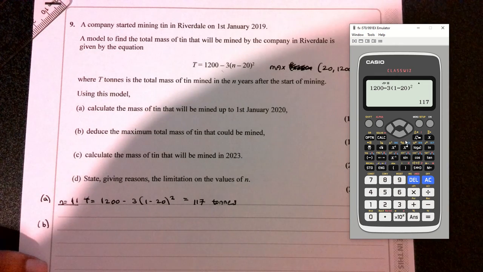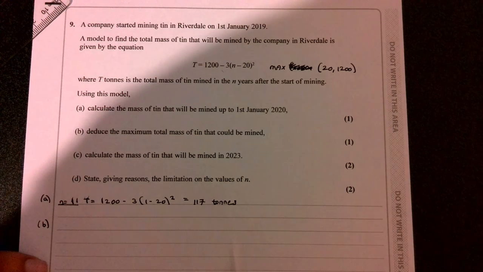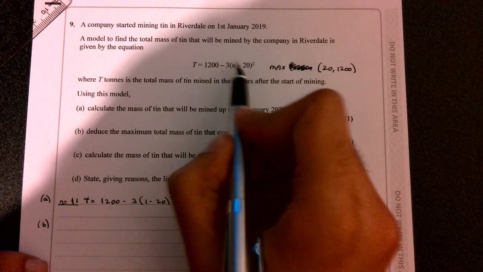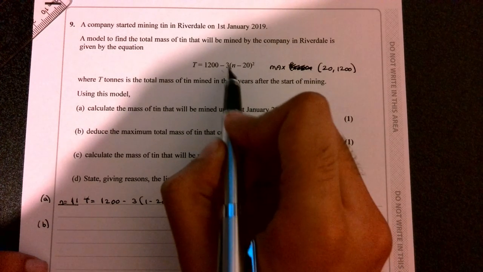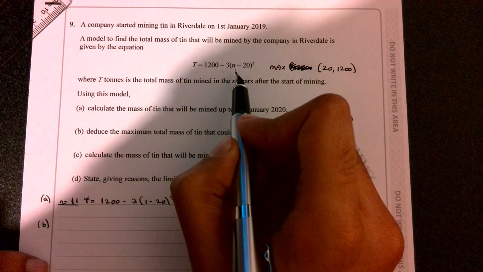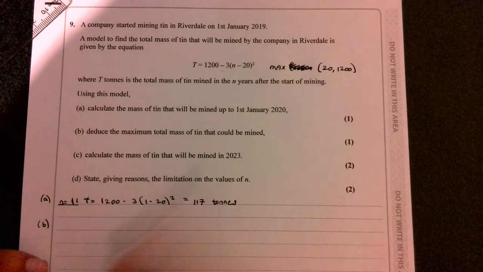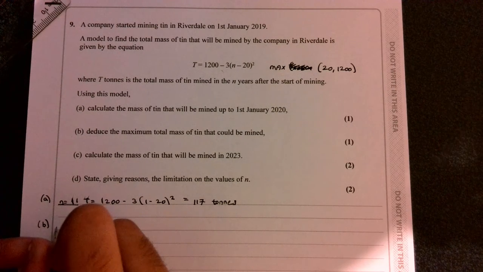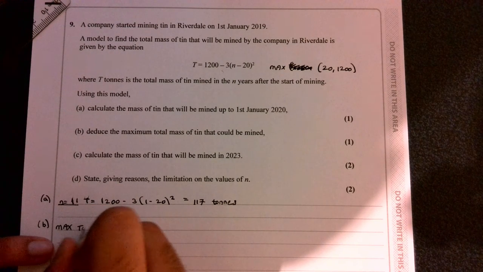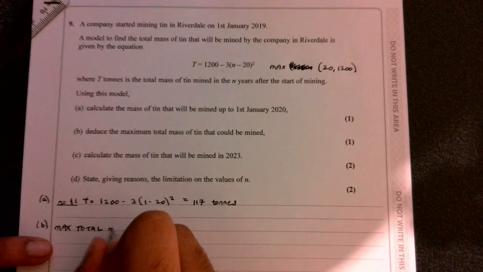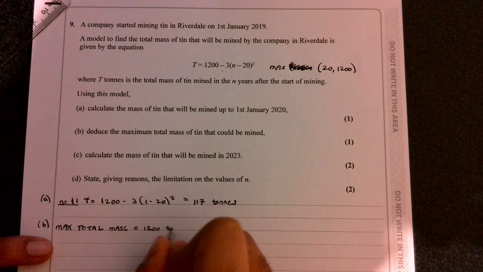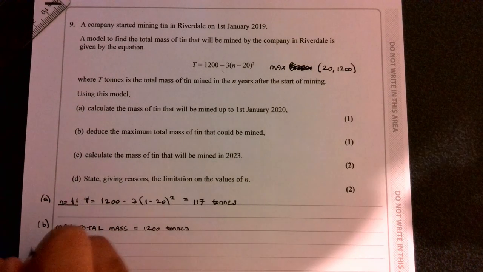And the reason for this maximum rather than a minimum is because we have over here a negative quadratic, because we have a minus 3 multiplied by an n squared, which is negative. And therefore we can conclude over here that the maximum total mass is equal to 1200 tons.